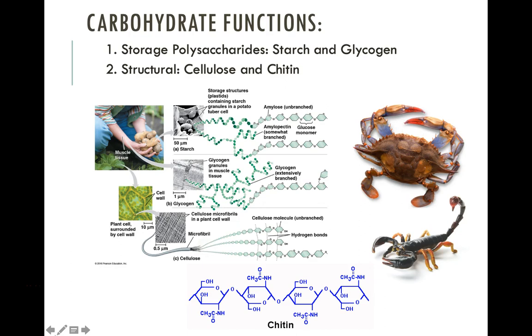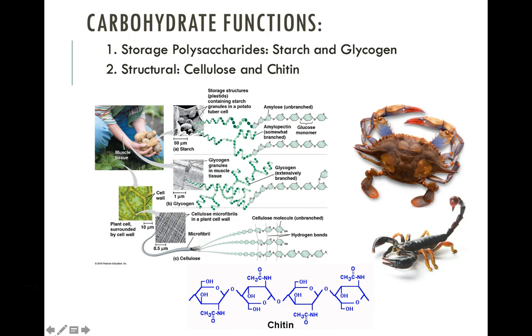So starch is a storage polysaccharide in plants. It's a way that plants store carbohydrates for energy. If you look at that structure, we can see the glucose monomers, sort of in the middle of the screen, and they are linked by that glycosidic linkage. You can see that little oxygen linking those rings together. And if you look at this starch, it's not very highly branched.